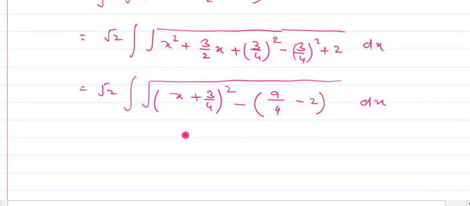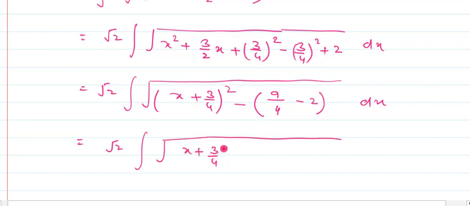Clearly this is equal to root 2 into integration of square root of x plus 3 upon 4 whole square minus 1 upon 2 whole square dx. Now again this is the same identity we have just used. So go further as we have done earlier.